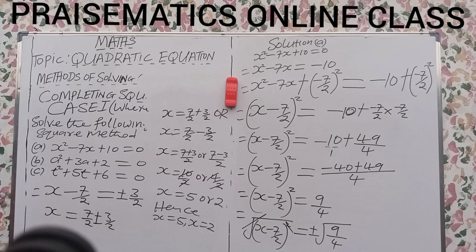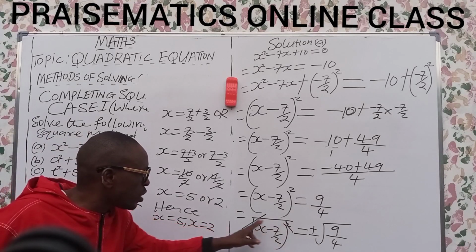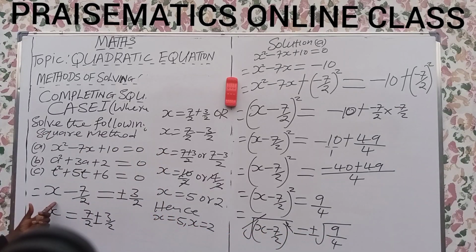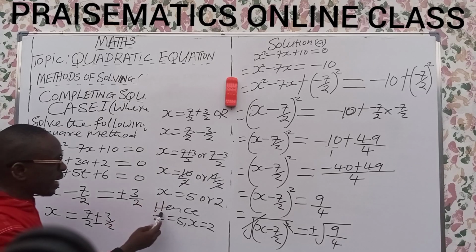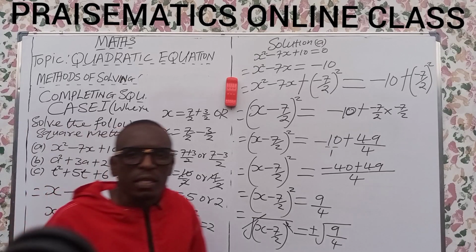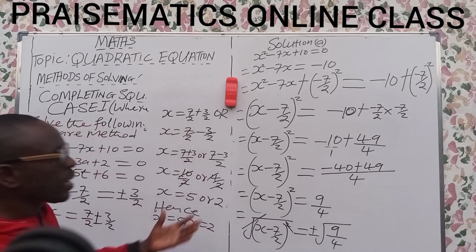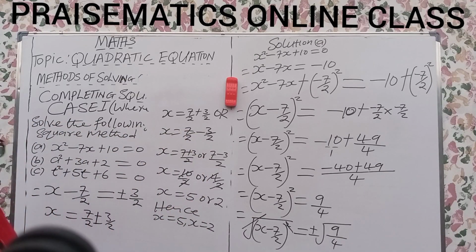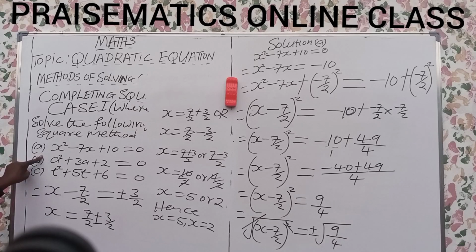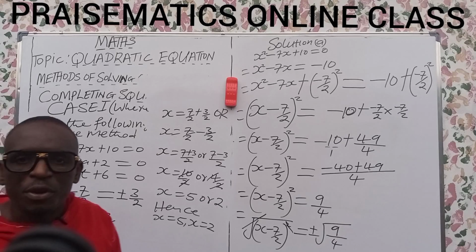Finally, that is your answer. After cancelling the square root here, you get the square root of 9, you substitute it. Now you make x the subject of the formula. Finally, you have that x is equal to 2 and x is equal to 5. That is the end of the solution, and that is how to solve using completing square method when a is equal to 1. Please try B and C and tell me your answer.